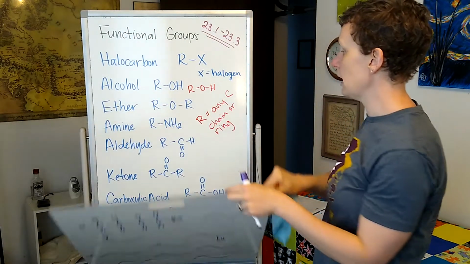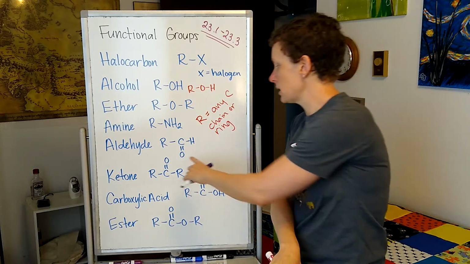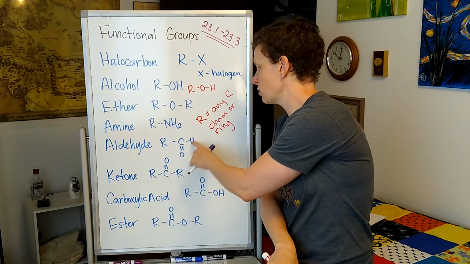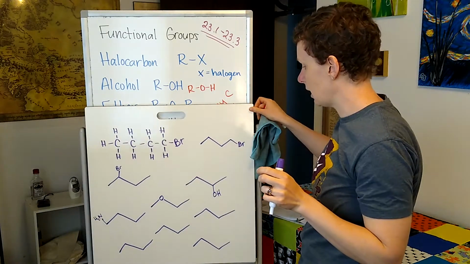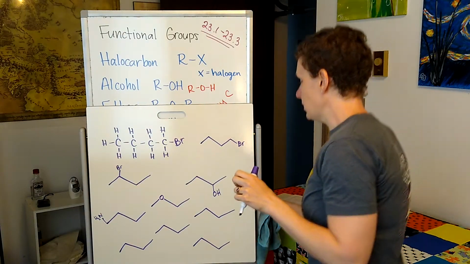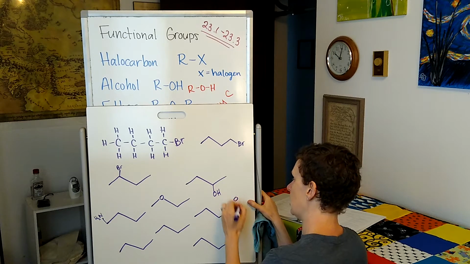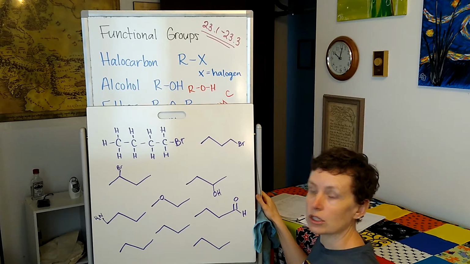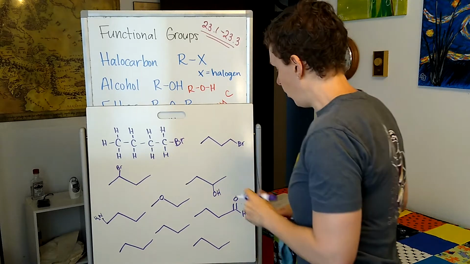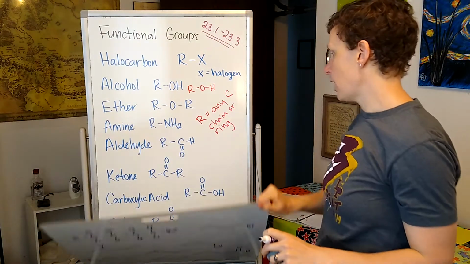Okay, after an amine, aldehyde. This one has to be at the end of the molecule, because again, that carbon has a double bond oxygen and a hydrogen. That's 3 bonds. It only has room for 1 more, so it has to be at the end of the molecule. So an aldehyde, if I wanted to add my double bond oxygen here, we usually write the hydrogen as well, just so that we can see the whole functional group. Okay? All right.